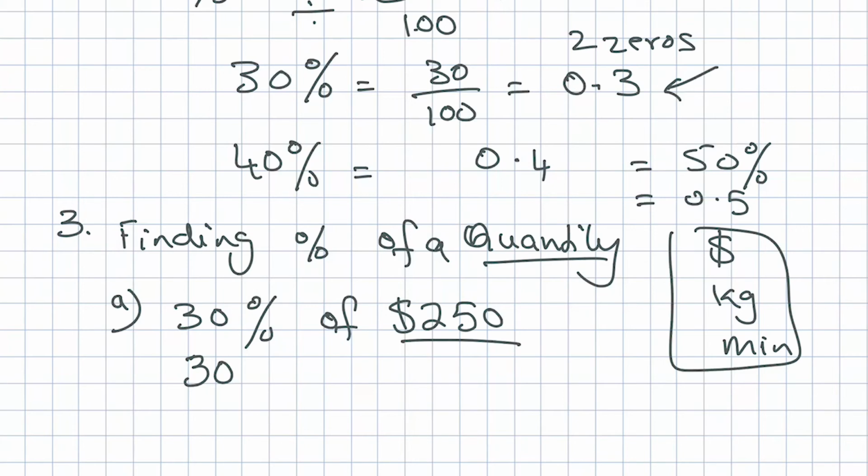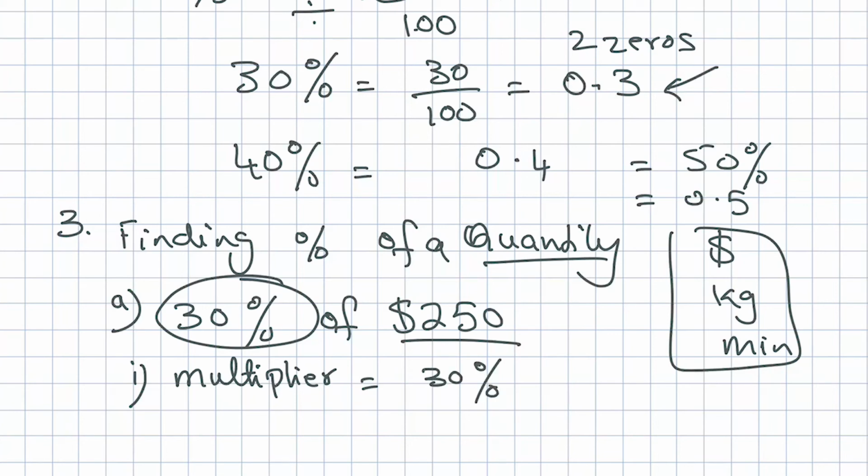So 30% off 250. The first step is, first of all, you need to change this 30% to a decimal. When you finish changing it to a decimal, it's known as a multiplier. So first of all, find your multiplier. We already know how to change a percentage to a decimal. Looking at what we have done over here, 30% is how much? 0.3. So that's your first step.